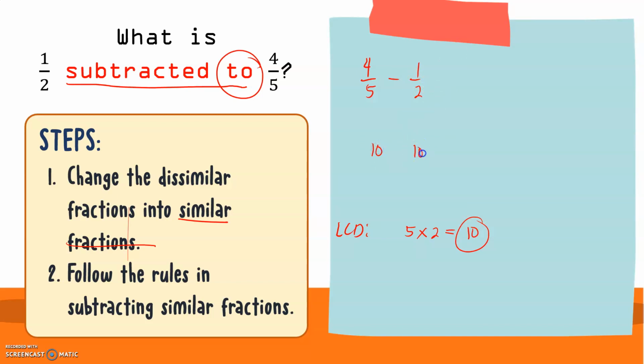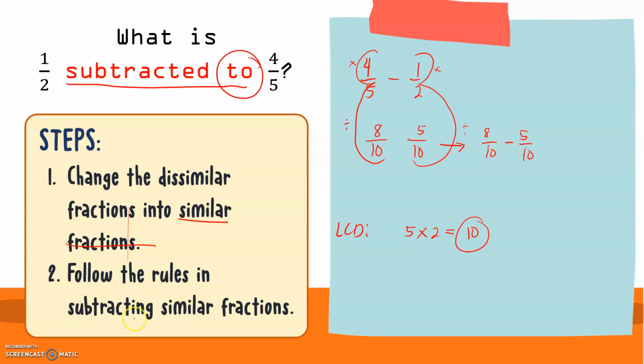Now let's change our fractions into similar fractions. Let's divide 10 by 5. That will give us 2. Then we multiply it to 4 and that will give us 8. We do the same on the other fraction. 10 divided by 2 is 5 times 1. That will give us 5. So our new fractions now are 8/10 and 5/10.